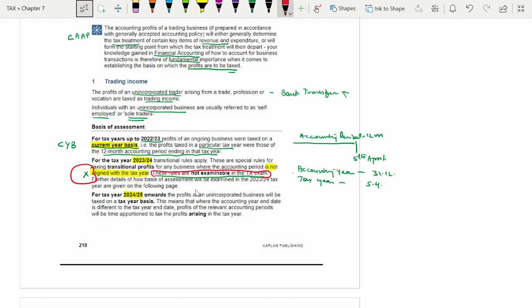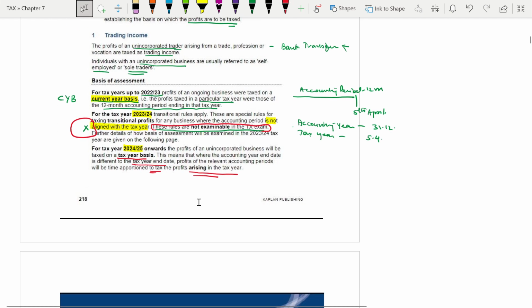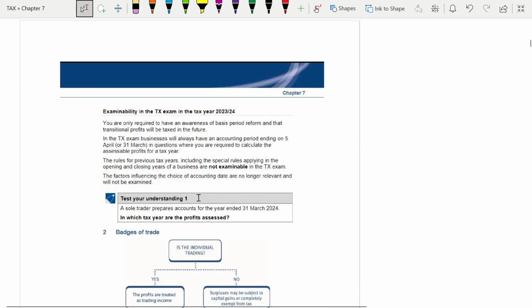For tax year 24-25 onwards, the profits of unincorporated businesses will be taxed on the tax year basis. This means where the accounting year end date is different from the tax year end date, the relevant accounting periods will be time apportioned to tax the profits arising in the tax year, from 24-25 onwards. Hold it for a while. Don't come to a conclusion straight away.